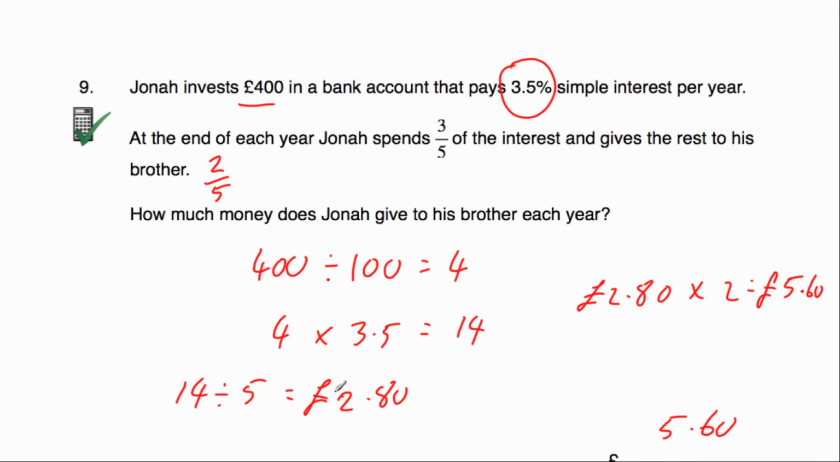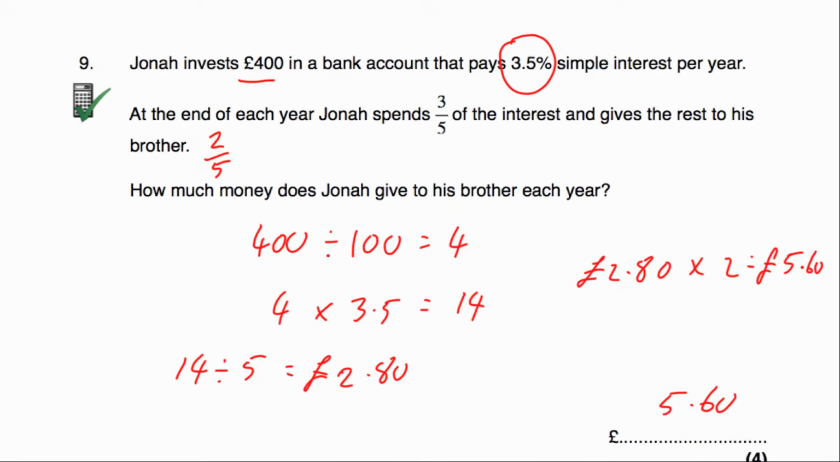Now remember, we could have worked out 3/5 of the £14, so we could have taken 14 and divided by 5 to get £2.80. That then multiplied by 3 would be equal to £8.40, and if you took that away from the £14, you would get £5.60. So both of those approaches would work. Okay, let's have a look at question 10.